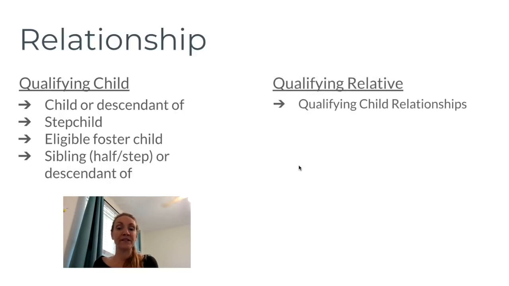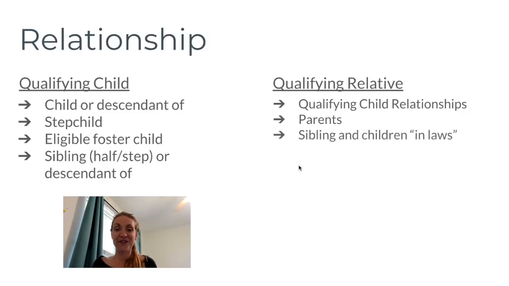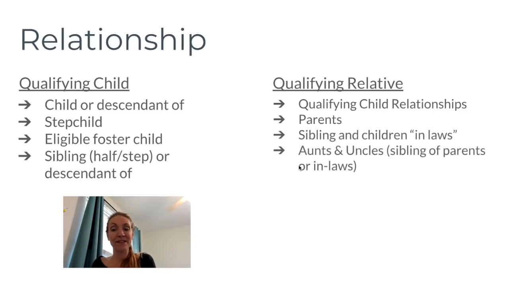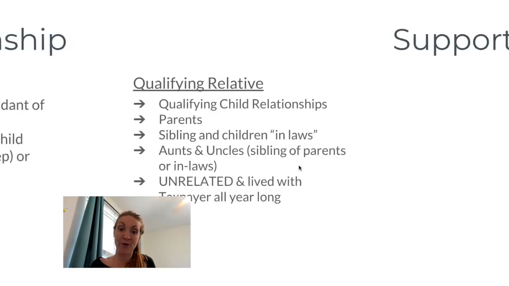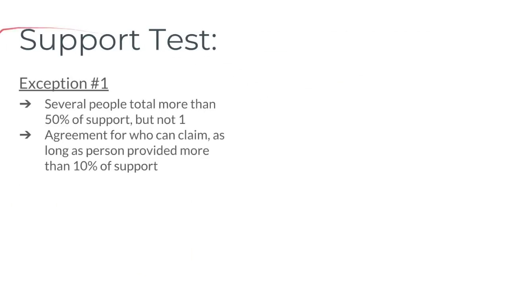the qualifying relative. So qualifying relative includes any of the qualifying child, plus parents, siblings and children, and in-laws, aunts and uncles, and the unrelated if they live with you all year, or distant cousins or more distant family if they lived with you all year. So with the support test, there are 2 exceptions.